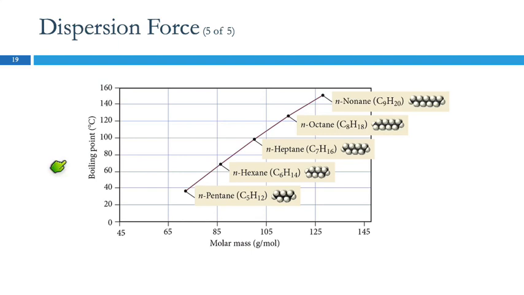This is a graph just showing the boiling point as a function of molar mass for some comparable compounds. We see that as the molar mass increases, so does the boiling point, and that illustrates that the strength of the dispersion force is larger in the larger molecules.